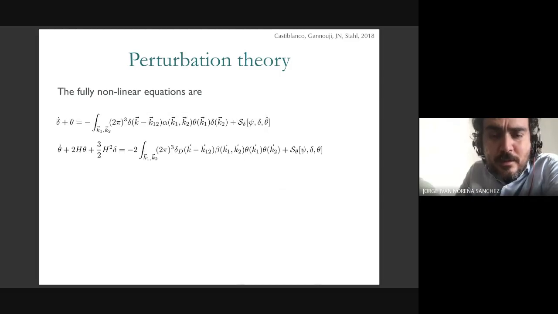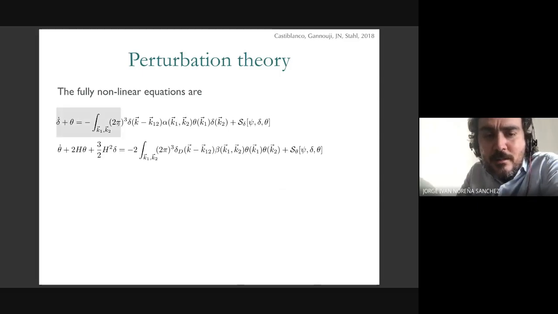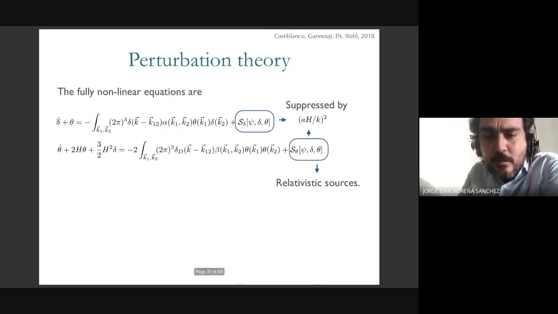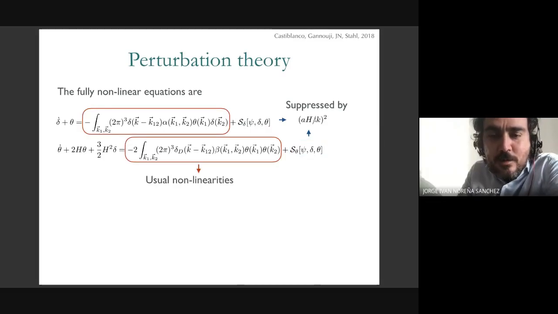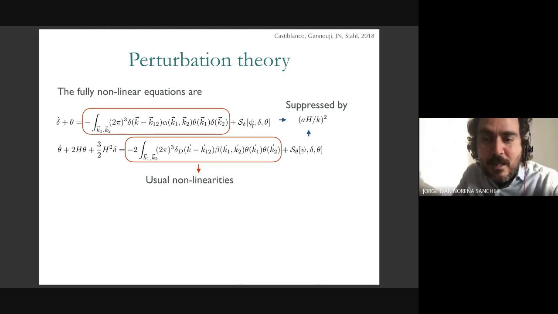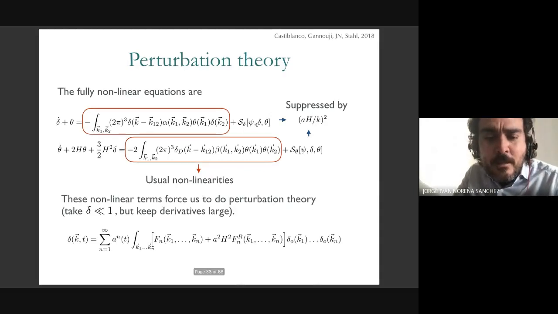So we managed to write these fully nonlinear equations, which you can write in terms of the velocity divergence, which is called theta in large scale structure. You can write it as the usual Newtonian equations, plus some relativistic effects. I won't show them to you, but you can take them as additional sources for these equations, which are suppressed by derivatives. And these are just the usual nonlinearities. And these equations, just as in the Newtonian case, are fully nonlinear. They are just expanded in the smallness of the metric perturbations and the velocity. They are fully nonlinear in delta.